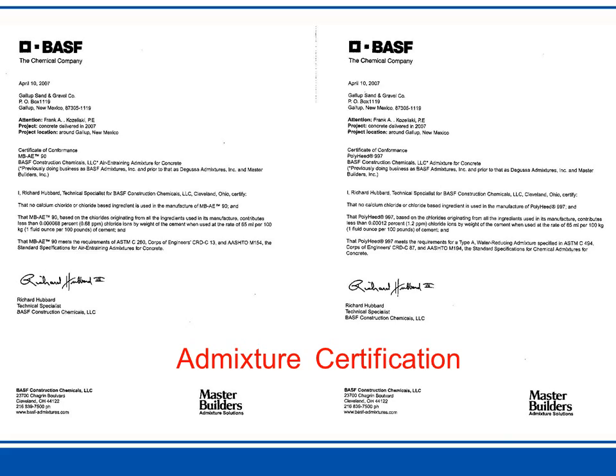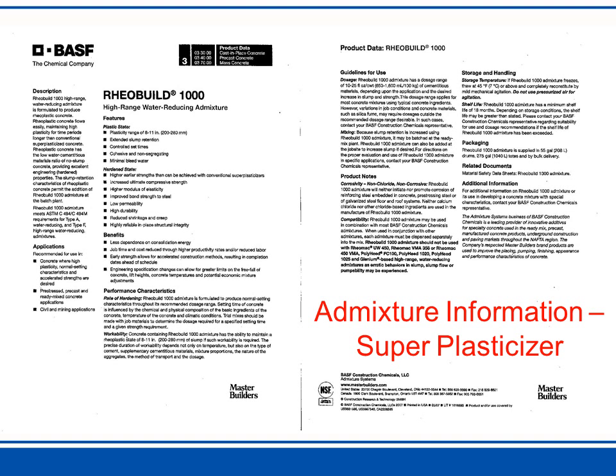I would then get certifications of the admixtures from the admixture suppliers. These can now be downloaded off of websites. This one here was a certification on the left for air entraining admixture, and then a mid-range water reducer 997 was on the right. And then we would include the information about the admixture being used.